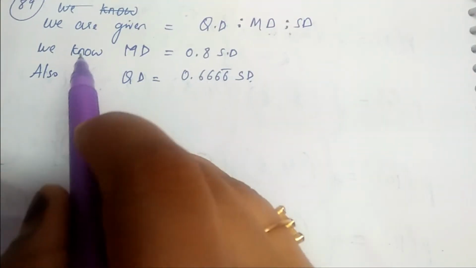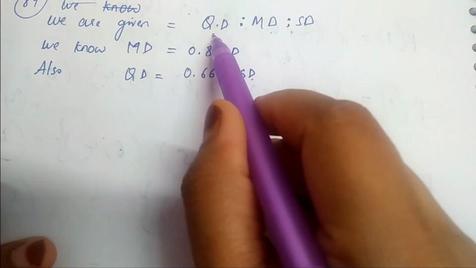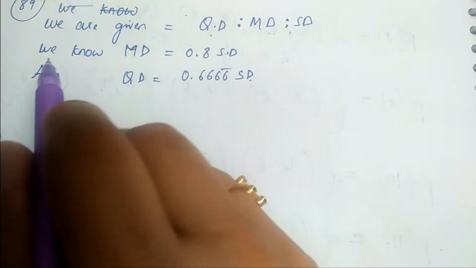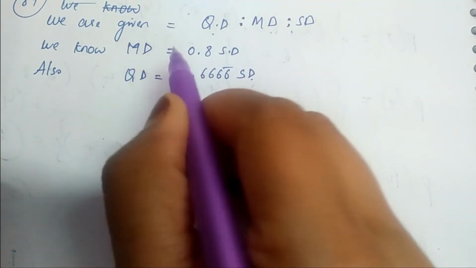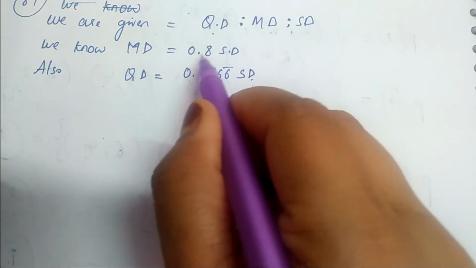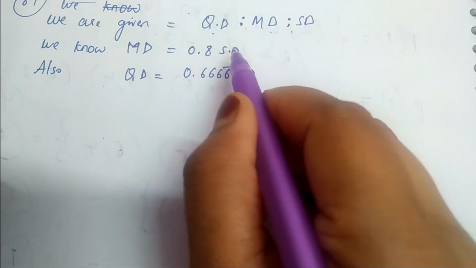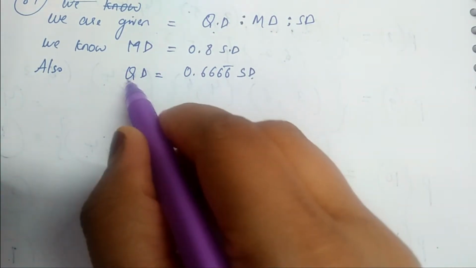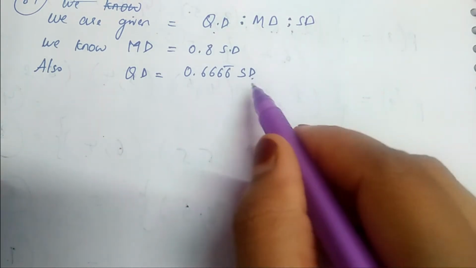Okay, let us see. Before checking the options, we should know some points. What is given is quartile deviation to mean deviation to SD, and we need to find what it should be. We already know that the mean deviation in a normal distribution is 0.8 standard deviation. This is the basic thing. Also, we know that the quartile deviation is 0.6667 standard deviation.